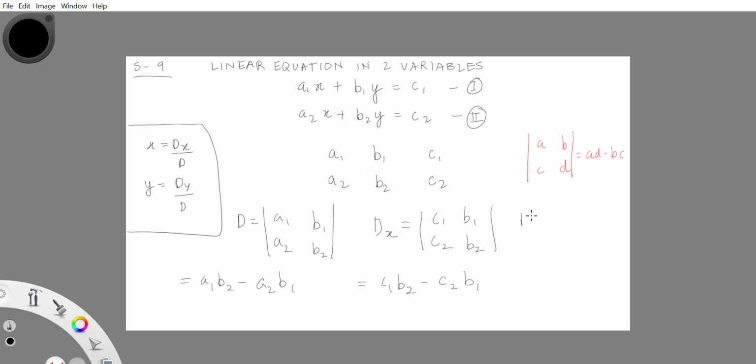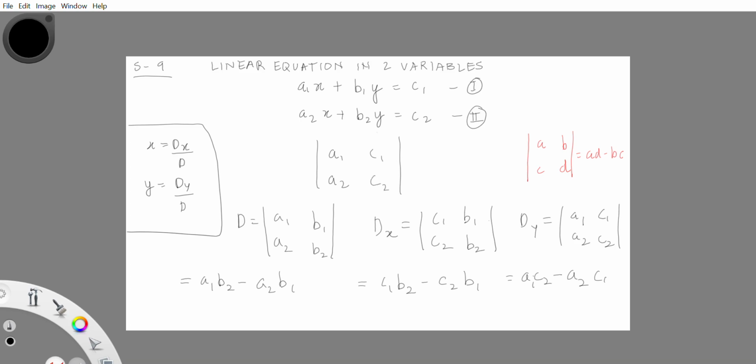Now, similarly for dy, we hide the coefficients of y. In this case, the coefficients of y are b1 and b2. We're going to remove this. So as b1, b2 goes out, c1, c2 comes inside the determinant. It comes here. Now my value for dy becomes this determinant, as we can see. So I have a1, a2, c1, c2. So my value for dy becomes a1 c2 minus a2 c1.